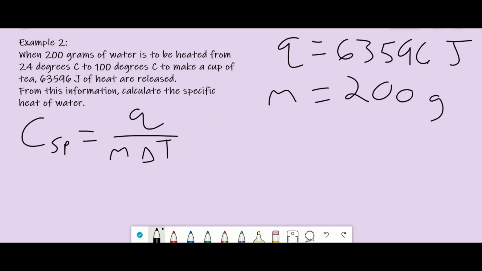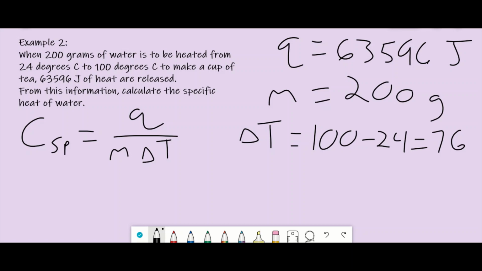And our delta T, in this case, we have to do the difference between the final temperature and the initial temperature. It's heated from 24 degrees, that's our initial temperature, to 100 degrees, that's our final. So we have 100 minus 24, which is 76 degrees Celsius. If you want to use Kelvin, you just add 273, so it would be 373 minus 297, and that would also just be 76. It doesn't matter if you do Celsius or Kelvin, as long as you keep the units the same.